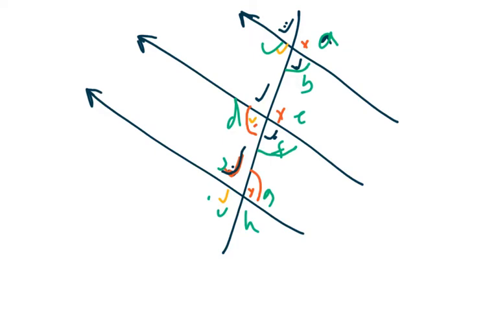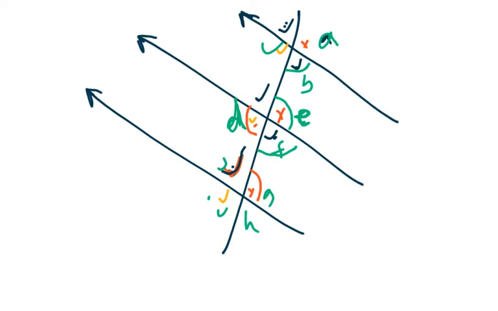Another question might be, why is angle A equal to, say, angle D? Why is angle A equal to angle D? Now we know that angle A corresponds with angle E, and angle E is vertically opposite to angle D. And vertically opposite angles are equal. So if D is equal to E, and E is equal to A, therefore A is equal to D.